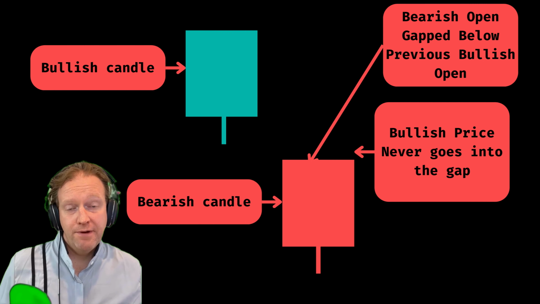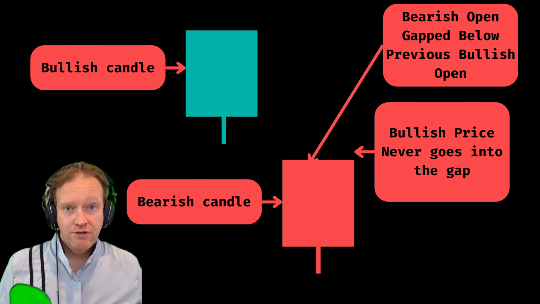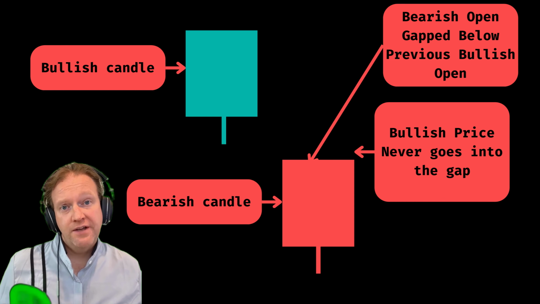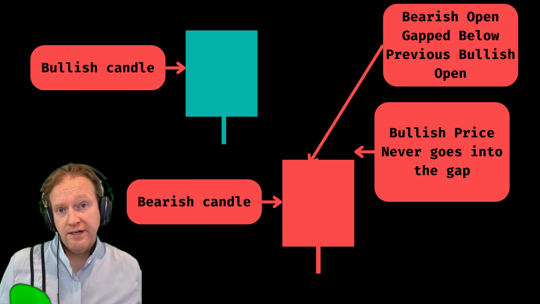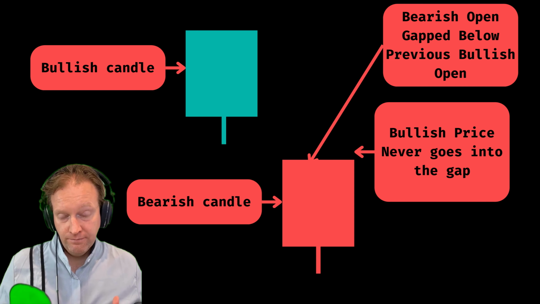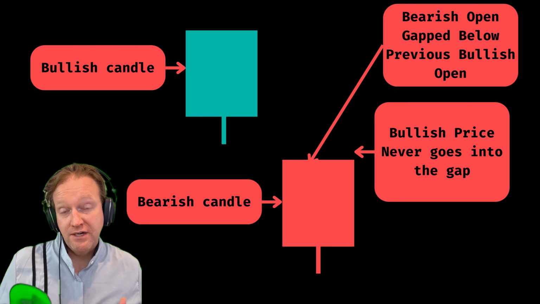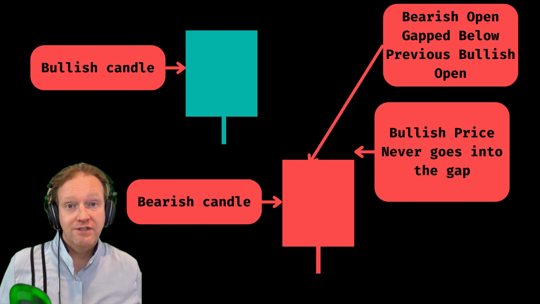To identify the bearish kicker candlestick pattern, you need to meet the following conditions. First, the first candle must be bullish and the second candle must be bearish. Secondly, there must be a gap in the price movement between the open of the first candle and the open of the second candle. Finally, the second candlestick can never breach the gap between the first and the second candlestick. When these conditions are met, we say that we've identified a bearish kicker candlestick pattern.